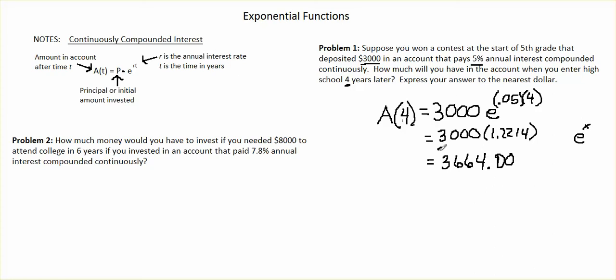But it's $3,664 that you will have after 4 years. So how much interest did you really earn in those 4 years? If you started off with $3,000 and you ended up with $3,664, you earned $664 in interest. So now let's take a look at problem number 2.